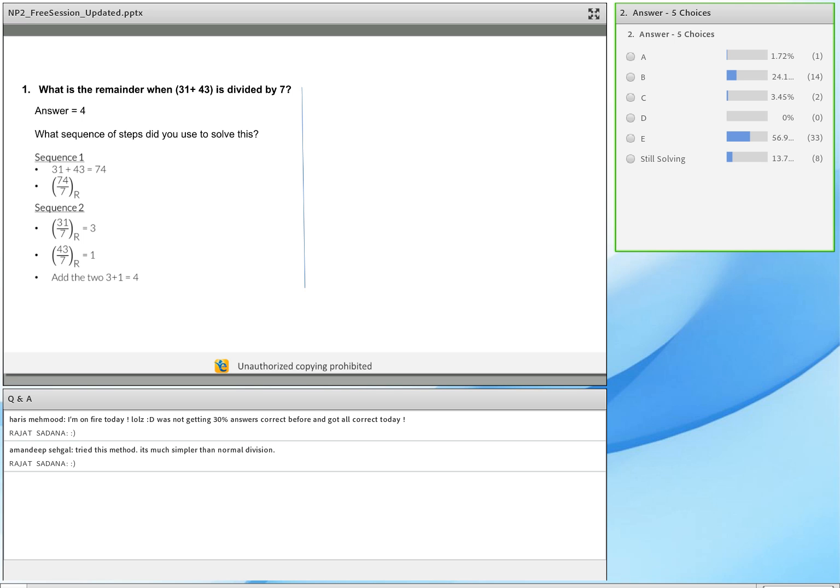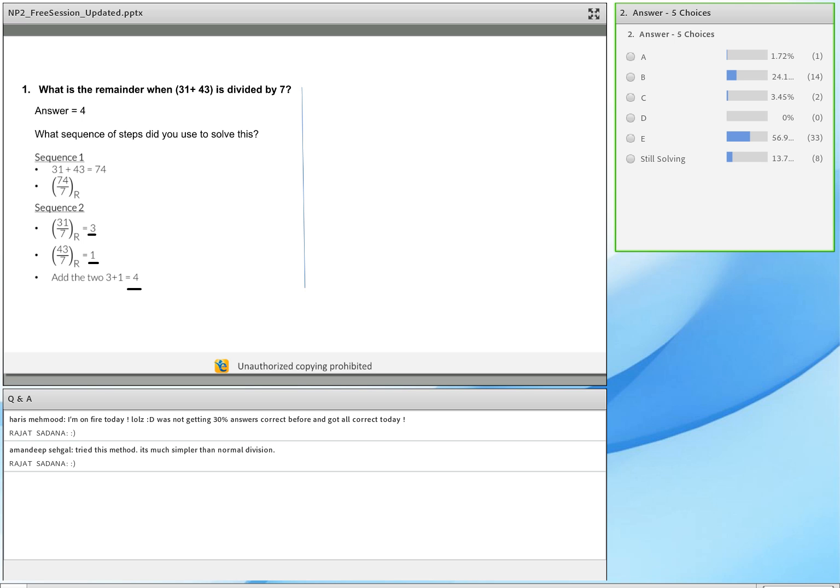Or the second way that I can do is, I'm going to divide 31 by 7, I get 3 as my remainder, and then I'm going to do 43 by 7, I get 1 as my remainder. And I'm going to add these two remainders up, and since the sum of the remainders is less than 7, the final remainder has to be 4.